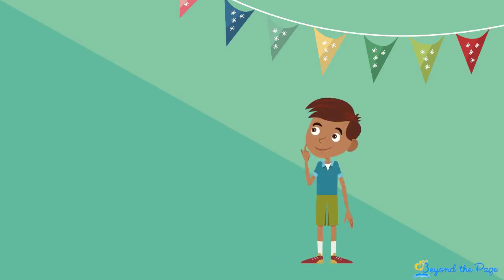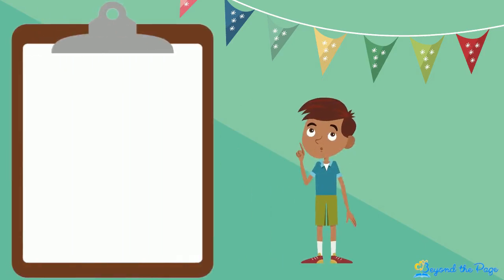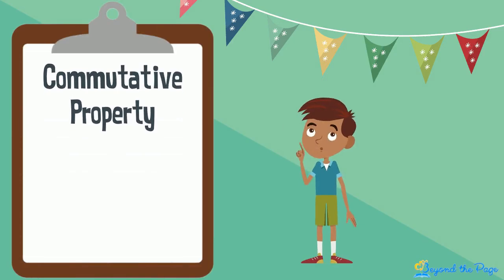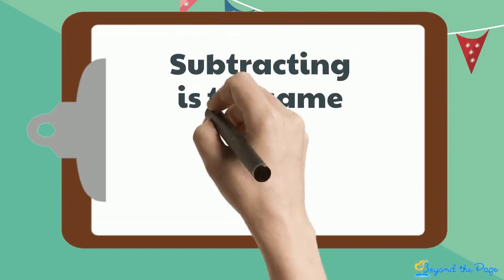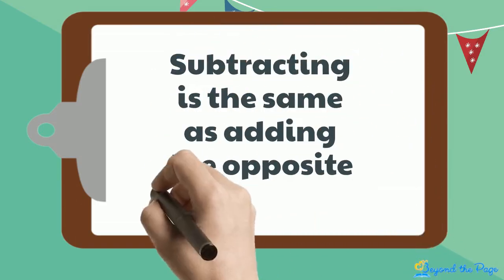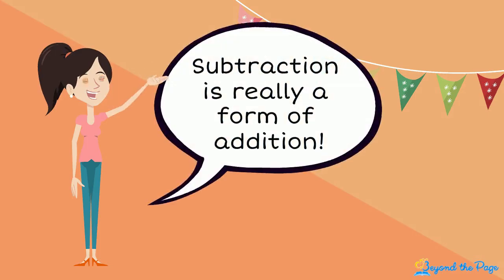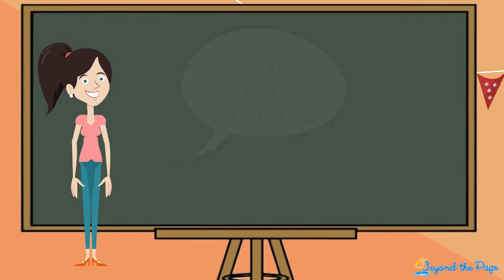So, what does this have to do with algebra and using the commutative property to subtract? The concept of additive inverses allows you to understand this phrase. Subtracting is the same as adding the opposite of a number. Subtraction is really a form of addition. Sounds crazy, but it can be proved with a simple example.